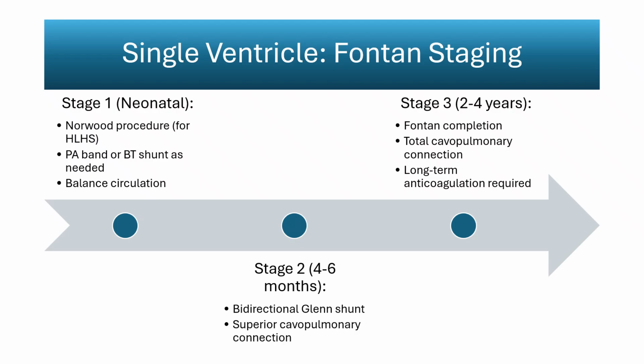The guiding principle is to balance circulations in the fragile newborn period. Stage 2, typically performed at 4 to 6 months, is the bidirectional Glenn shunt. Here, the superior vena cava is connected directly to the pulmonary arteries, creating a passive superior cavopulmonary circulation and unloading the single ventricle. This stage reduces volume load and prepares the patient for complete separation. Stage 3, carried out between 2 and 4 years of age, completes the Fontan pathway. The inferior vena cava is routed to the pulmonary arteries, producing total cavopulmonary connection and allowing the single ventricle to serve exclusively as the systemic pump. Because of elevated venous pressures and the risk of thrombosis, long-term anticoagulation is required following Fontan completion.